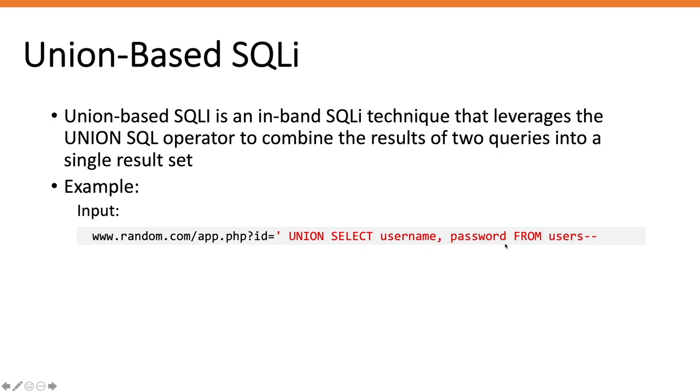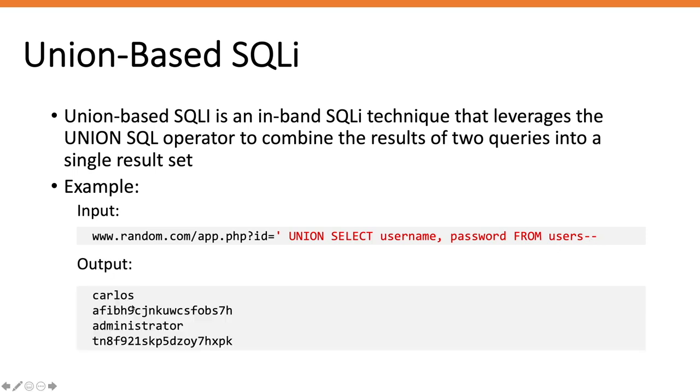So output all the usernames and passwords from the users table and then comment out the rest of the query. In this case, it will output the results of this query over here. We didn't put an ID in, so that would be empty. And then it'll combine it with the results of this query over here, which is the username, so Carlos, an administrator, and the passwords of the users in the users table.